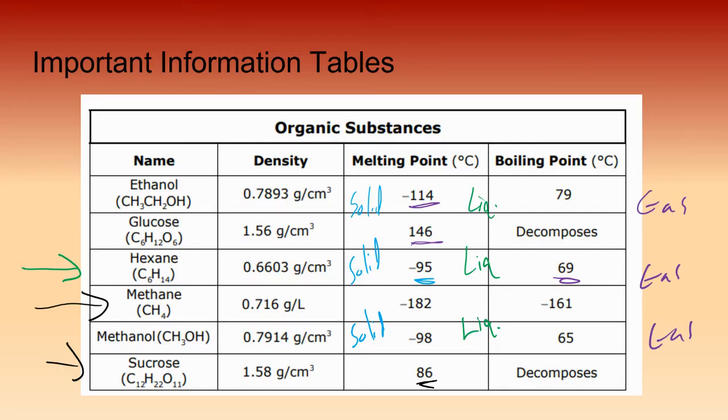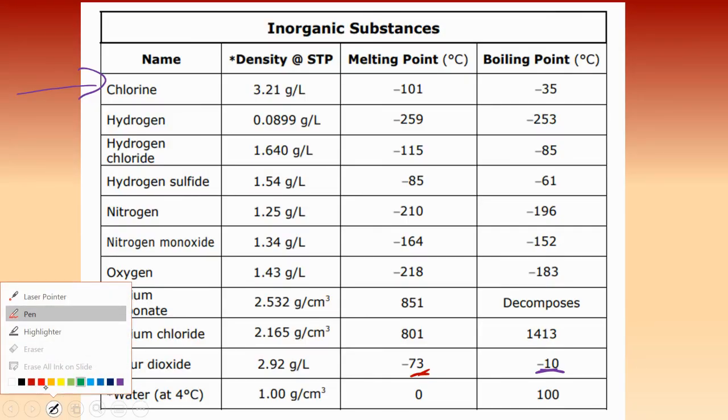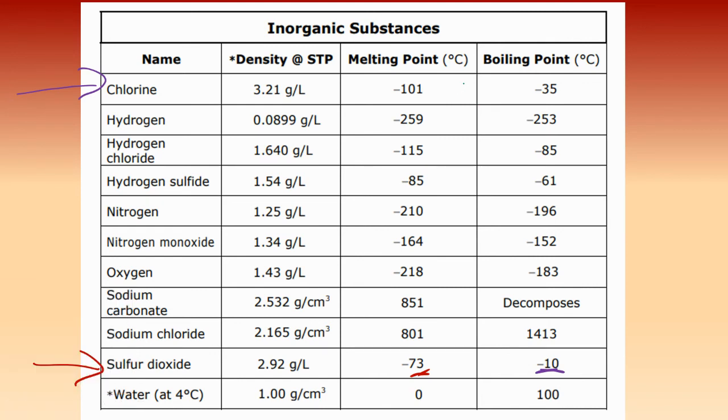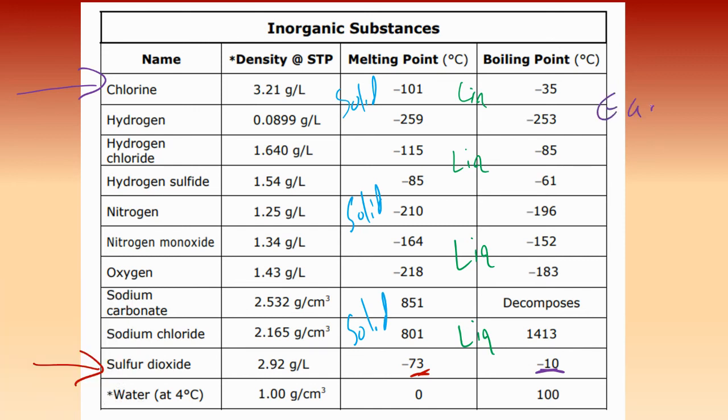All right. So this is a similar list. The liquid happens in between the melting and the boiling points. It would be a liquid. It would be a solid if it were below any of those things. And then it would be a gas if it was above any of those things.